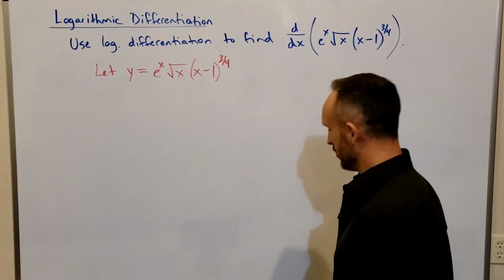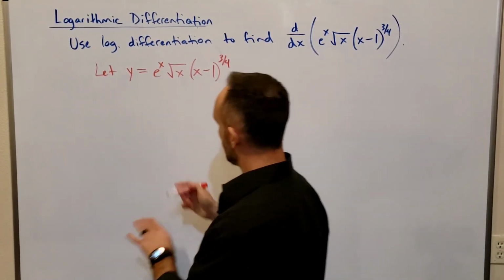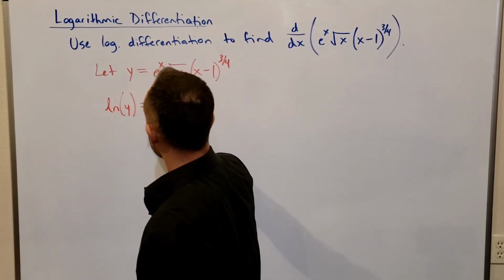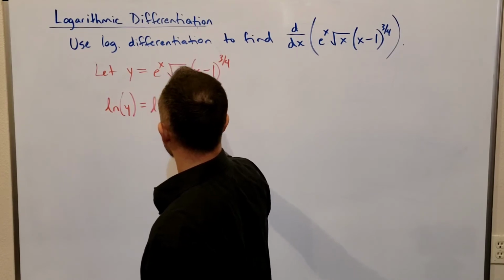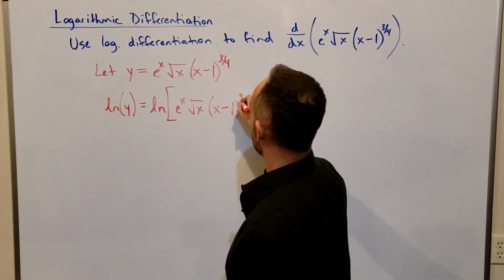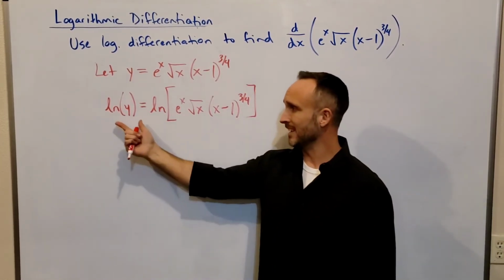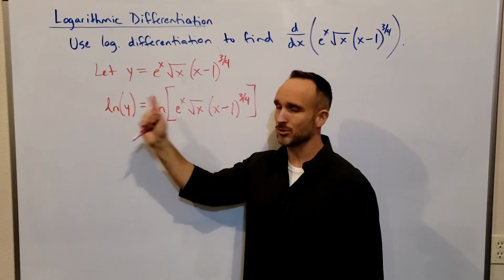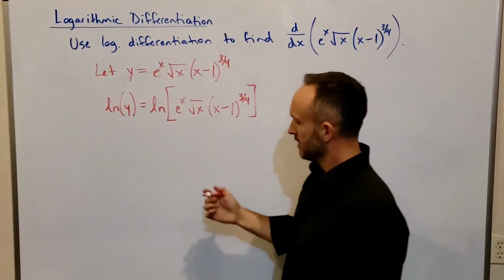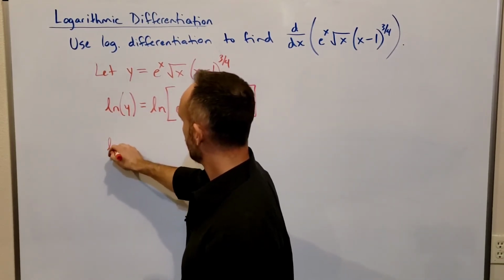So what we're going to do is take the natural log of both sides. On the left side, we're going to have the natural log of y, and on the right side, we'll have the natural log of all of this: e to the x times the square root of x times x minus 1 to the 3/4 power. And you can see, again, I mentioned it last time, you're always going to have this natural log of y on the left side when you're dealing with functions. So now we have to clean all of this up using logarithm laws.